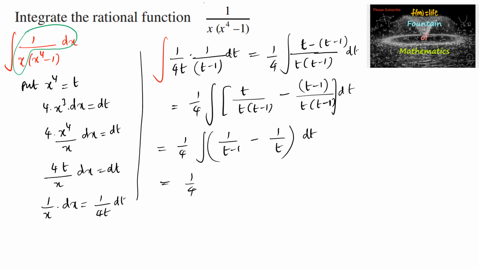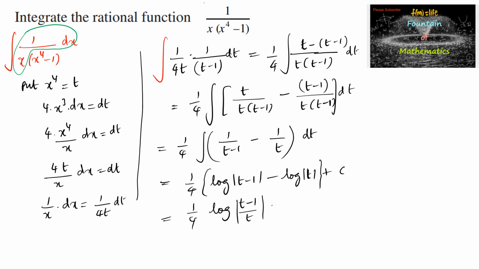1 upon 4, integration of 1 upon t minus 1 is log mod of t minus 1 minus log mod t plus c, or we can also write 1 by 4 times log, a minus log b is log a by b, plus c, that is 1 by 4 log. Let us substitute t value. T value is x power 4, so we can write x power 4 minus 1 upon x power 4 plus c.